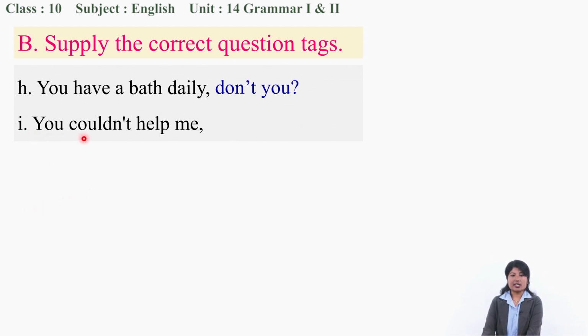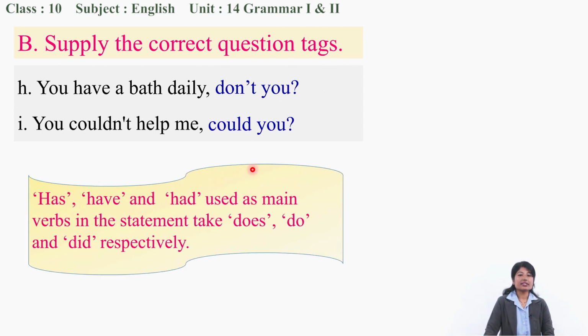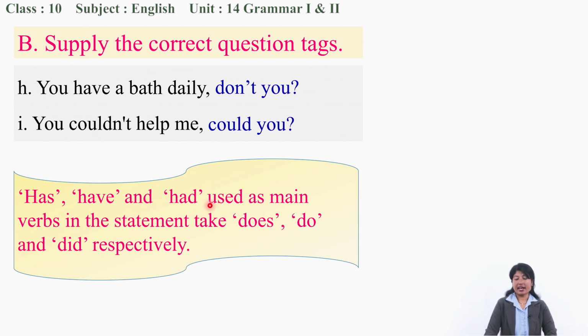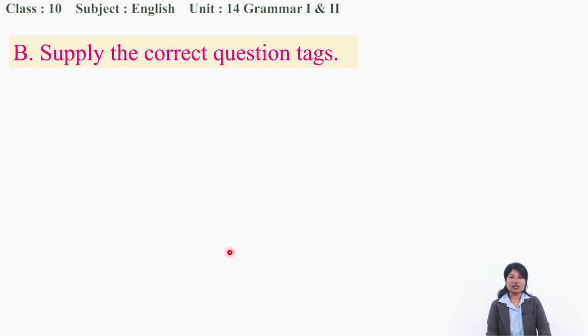Next, you could not help me. What could be the tag? Could you? Okay, so here what we can notice is has, have, had used as a main verb in the statement. If they are used as a main verb in the statement, then we use the do form and did form respectively. This is what we have already discussed a little bit before as well, right? Let's continue.